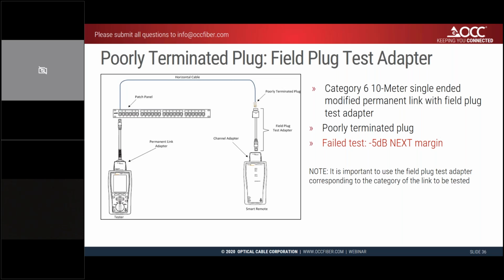Let's go back to our mod plug terminated link test. Now we're going to take our poorly terminated plug, and instead of plugging it right into the channel adapter, we're going to put this field plug test adapter into the link. And we're going to run the test, and now you'll see we're going to get negative margin. So all of a sudden, the real performance of that plug gets shown.